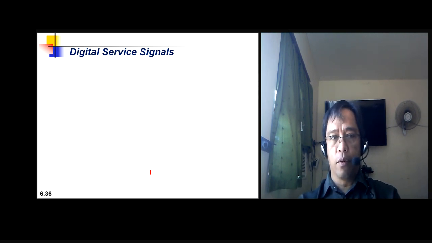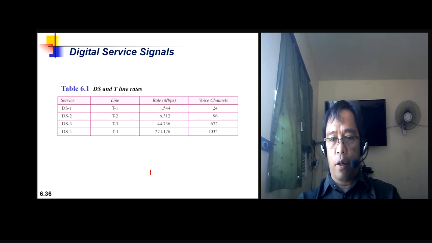DS-0, DS-1, and so on are the names of services. The telephone companies use T lines, T-1 to T-4. These lines, with capacities that precisely match the data rates of DS-1 to DS-4 services as shown in table 6.1. So far, only T-1 and T-3 lines are commercially available.